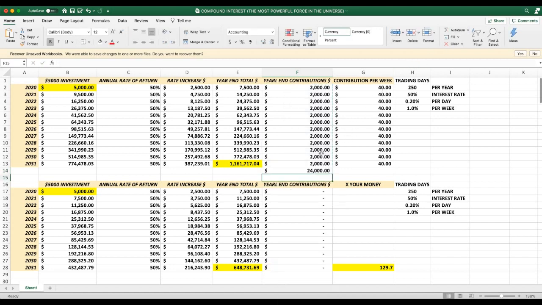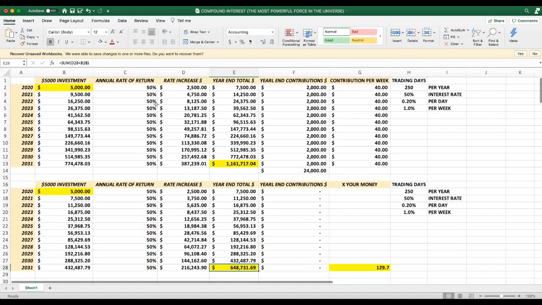Okay? If you add 24,000 over the next 10 years, it would be a difference of 500,000 if you hit those annual rates of return. So that is huge. That's the power of compounding, and it's the power of contributions. You should always be contributing to your brokerage account instead of sitting making nothing.